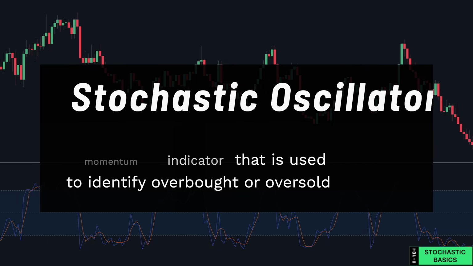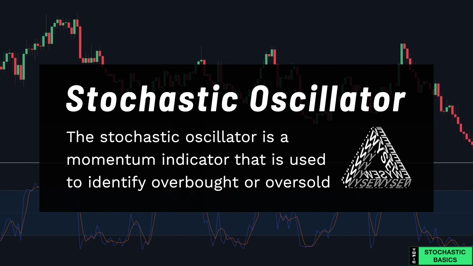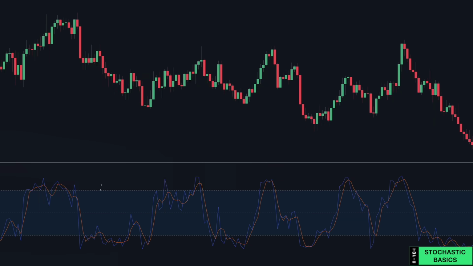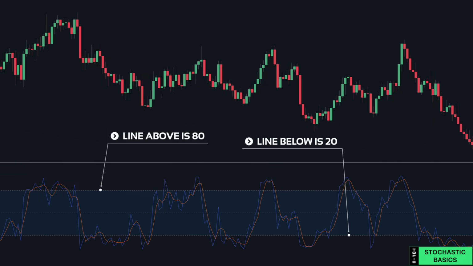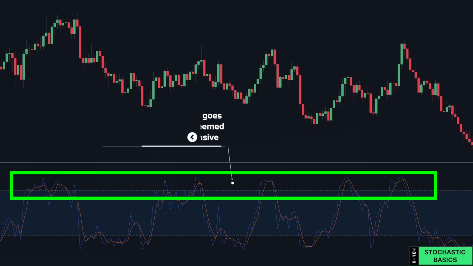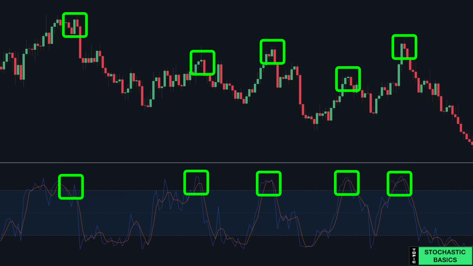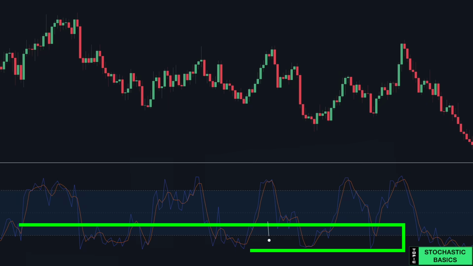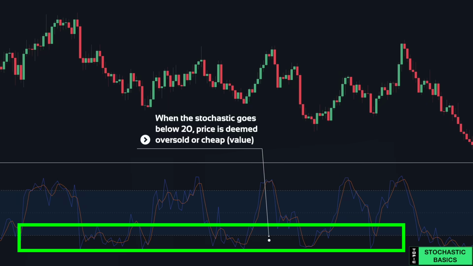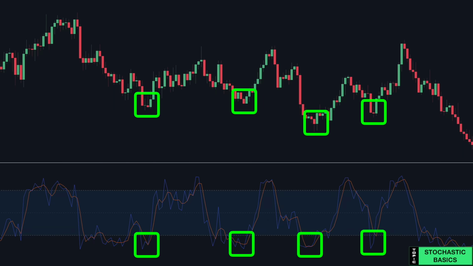The stochastic oscillator is a momentum indicator that is used to identify overbought or oversold prices. The line above is 80, and the line below is 20. When the stochastic goes above 80, price is deemed overbought or expensive and signals a possible trend change from an uptrend to a downtrend. When the stochastic goes below 20, price is deemed oversold or cheap and signals a possible trend change from a downtrend to an uptrend.